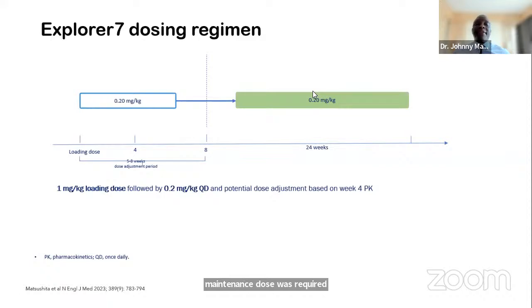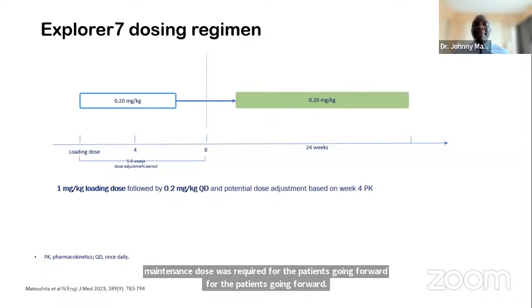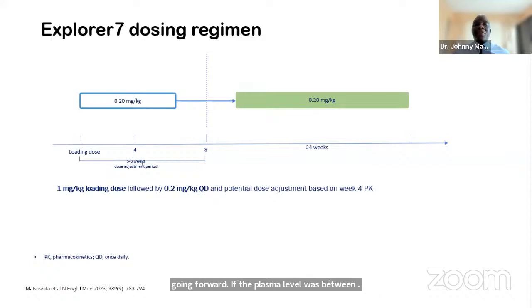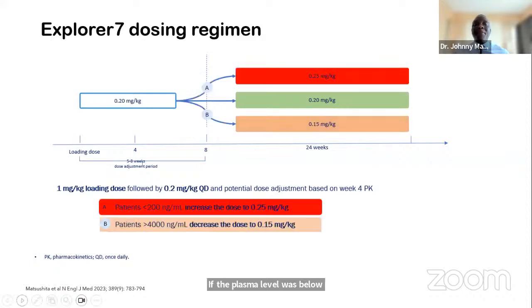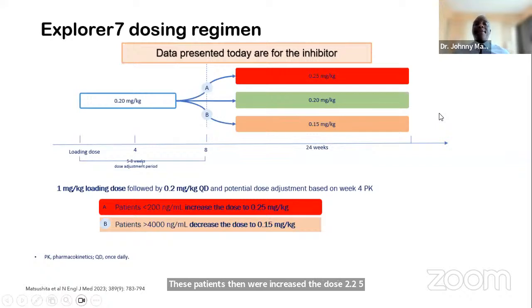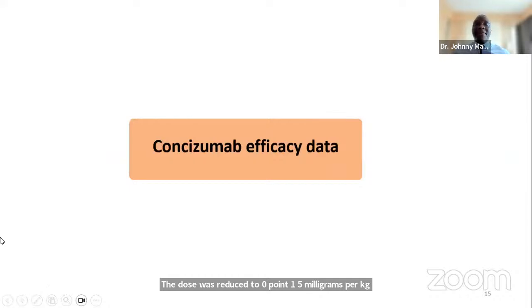If the plasma level was between 200 nanograms per ml and 4,000 nanograms per ml, they continued with a maintenance dose of 0.2 milligrams per kg. If the plasma level was below 200 nanograms per ml, these patients were increased to a dose of 0.25 milligrams per kg, and if the level was above 4,000 nanograms per ml, the dose was reduced to 0.15 milligrams per kg. And the patients were then followed up for the duration of the primary efficacy period.